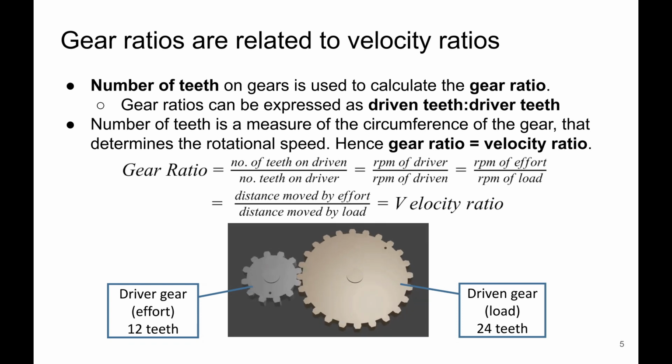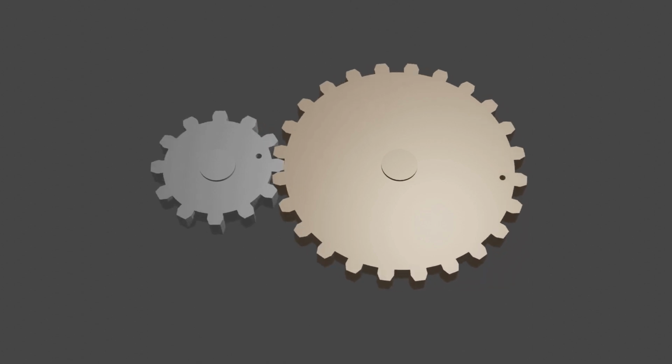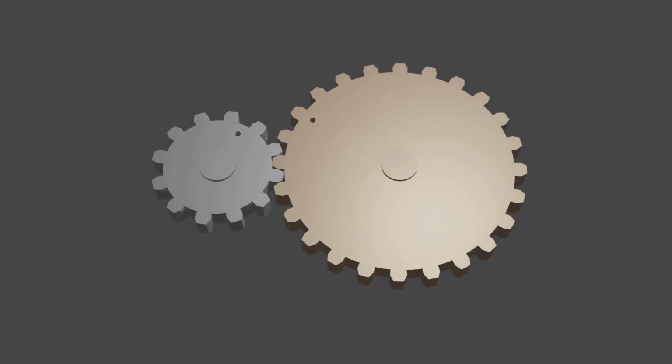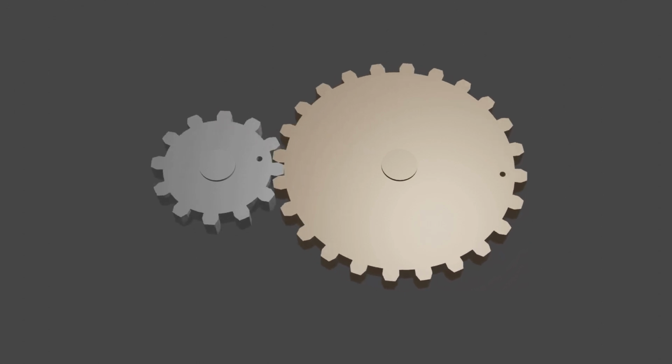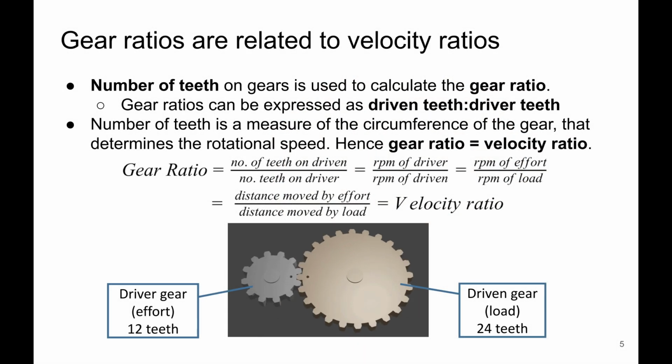Right. The number of teeth is essentially a measure of the circumference of the gear, and this in turn determines the rotational speed. So if you look at the animation that we have below, you'll notice that the smaller gear has to turn 2 rotations before the larger gear turns 1 rotation. The reason for this is that there are twice as many teeth on the driven gear, or the larger gear, compared to the driver gear.